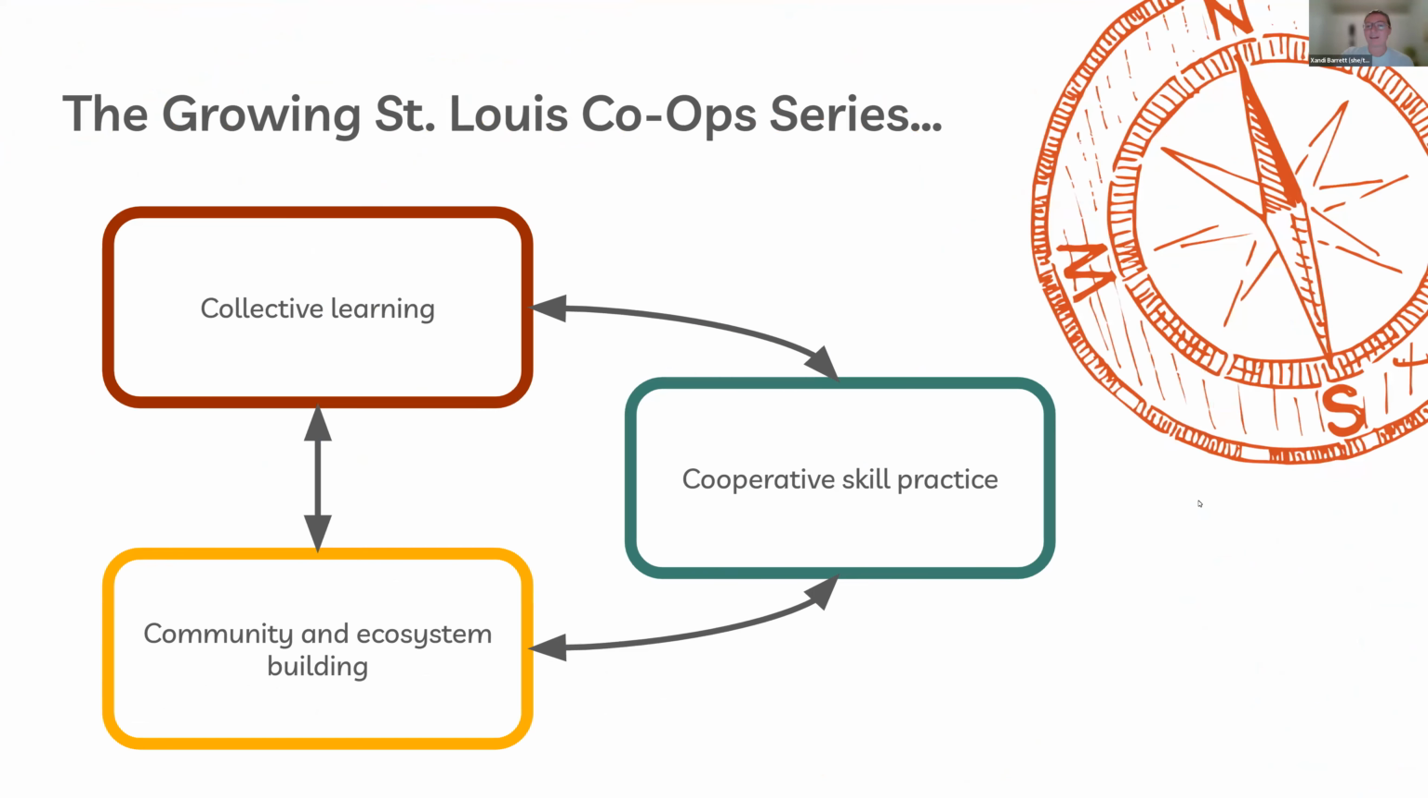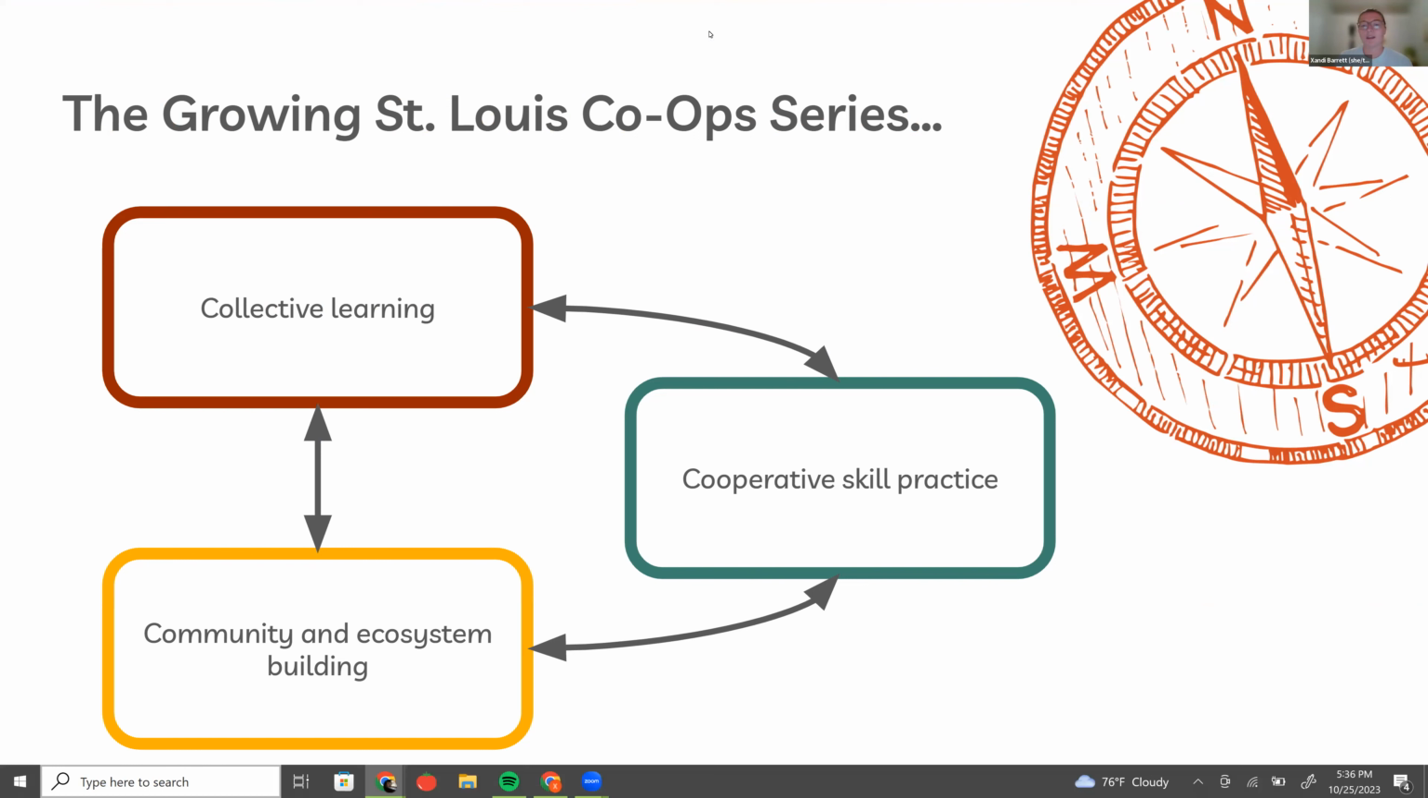So a little bit about this co-op series. If you have been here before, you've seen this, but if you haven't, I want to talk a little bit about why we are doing this. We want this to be a place where we can do collective learning. All of us at Co-op STL and anyone who's interested in co-ops generally in the St. Louis region all have a lot to learn together. And we want to be a place where we can share what we've learned, new ideas we have, and all be together in this space.